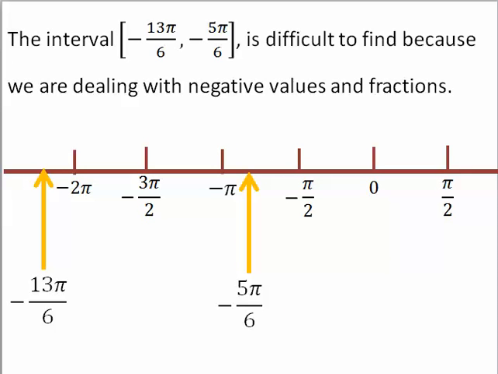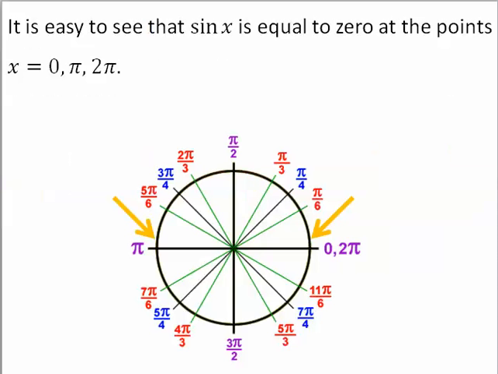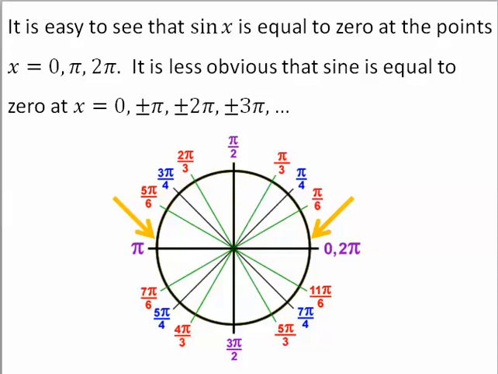So let's go back to the unit circle and look for how we would express this as negative values. All right, so negative values. Well, negative values just mean I'm going in a clockwise direction. So sine is equal to 0 when x is equal to 0 or plus or minus pi, or plus or minus 2 pi, or plus or minus 3 pi.